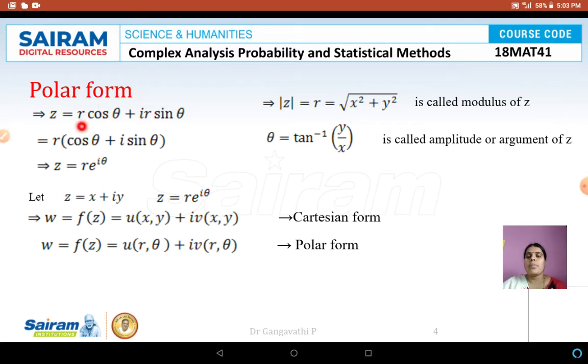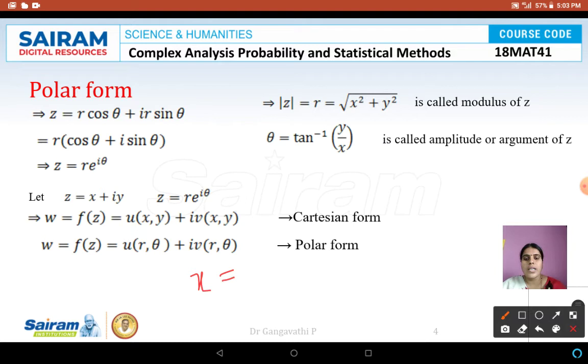Polar form of a complex number: we know that z is equal to r cos theta plus i times r sin theta. Consider this. Take out r as a common term; we have r (cos theta plus i sin theta), and z is equal to r e to the power of i theta. Before that, how do we get this first of all? We have taken a transformation. Any transformation from Cartesian to polar happens with the substitution x is equal to r cos theta and y is equal to r sin theta.